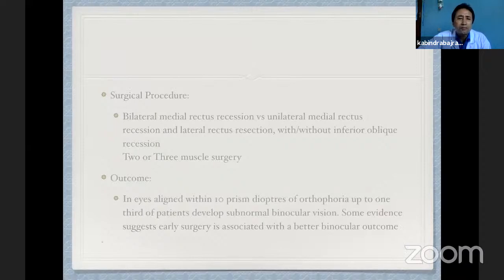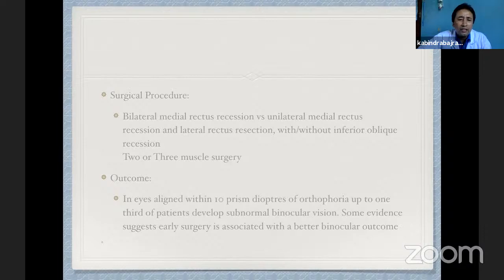The surgical procedure is bilateral medial rectus recession, both eyes medial rectus recession. And if one eye is amblyopic, then unilateral medial rectus recession and lateral rectus resection can be done, with or without inferior oblique recession, depending upon whether inferior oblique overaction is present or not.